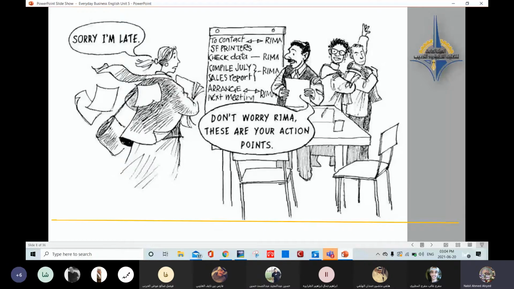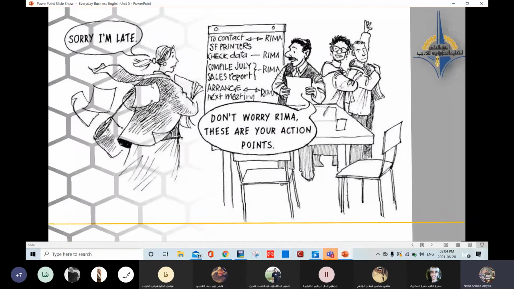These are your action points. هذه نقاط العمل الخاصة بك. Contact someone, check data, complete July sales report, كمل تقرير المبيعات, arrange next meeting, رتب الاجتماع القادم. So here he has written all her action points. So they were in a meeting and she was late.